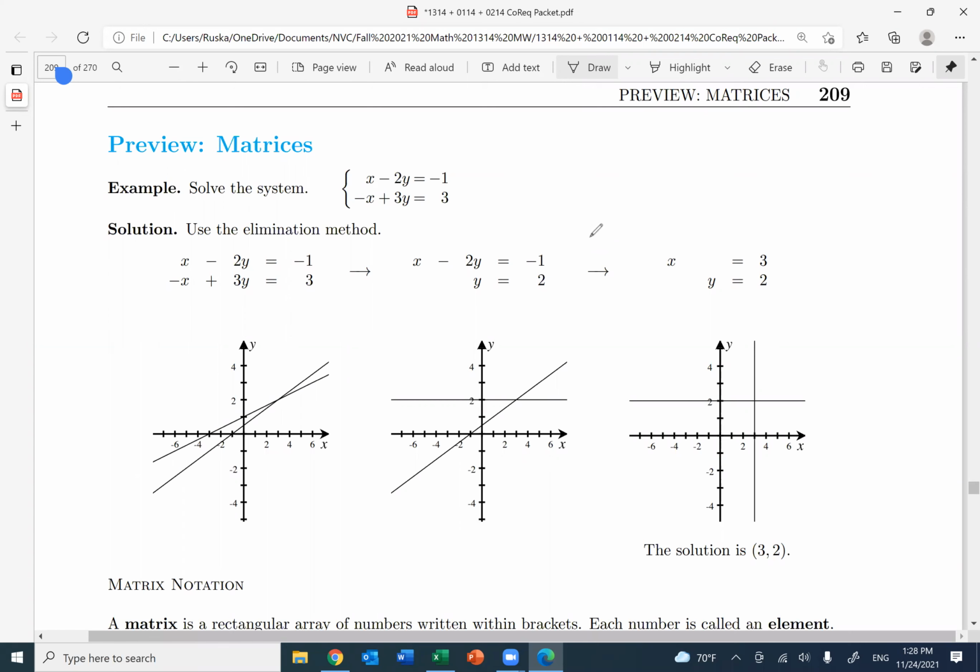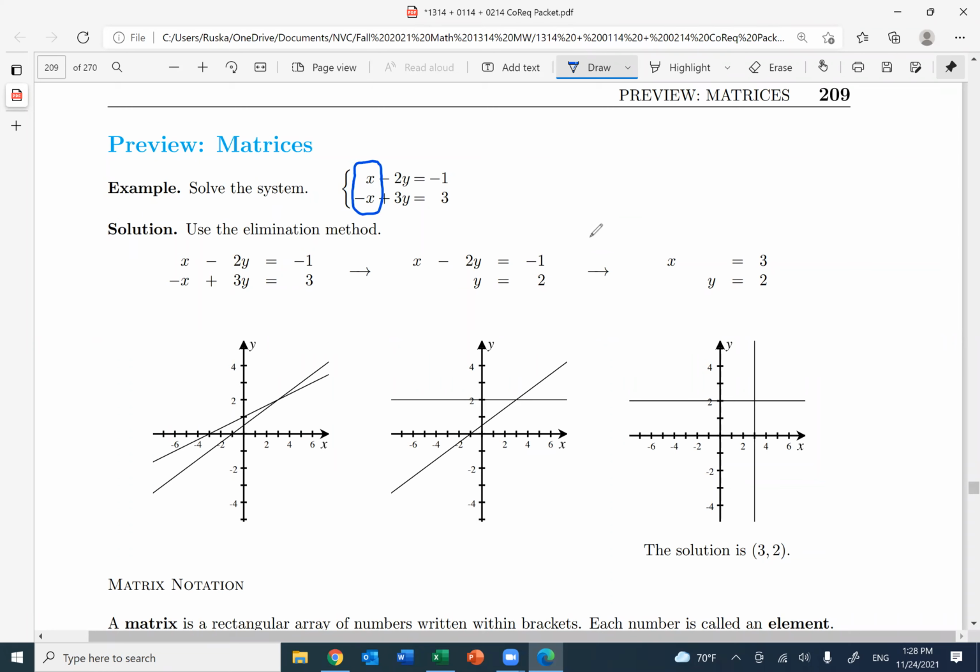Here we have this system to solve: x minus 2y equals -1, negative x plus 3y equals 3. So this is the given system. You're going to use elimination, and this is the elimination method. It's really easy. You're going to eliminate x or y. You're going to focus on the x's or focus on the y's. In this case, x's are ready to go.